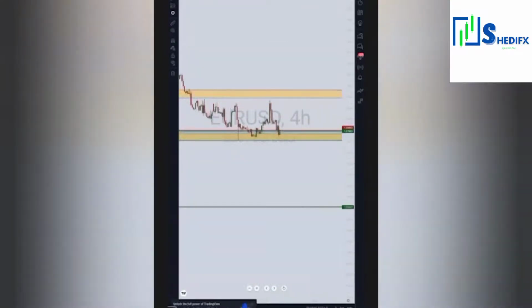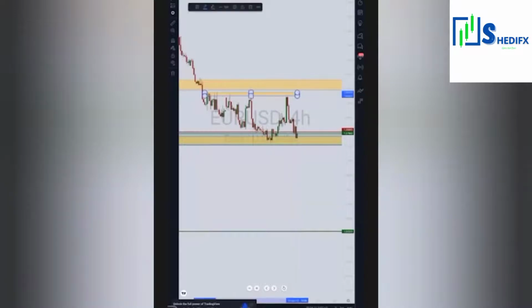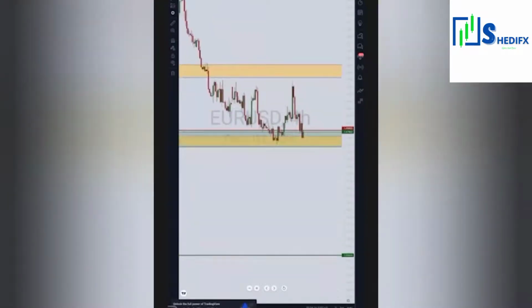So you can see what I was telling you. Market was shying away from that area. So it keeps retesting on this particular area. Market keeps retesting here. It was shying away from that zone at the top.